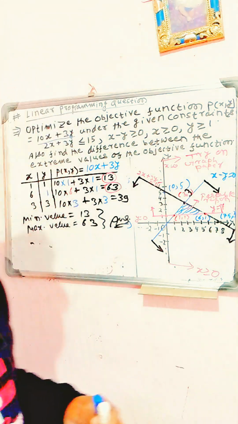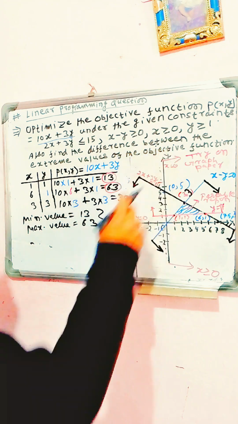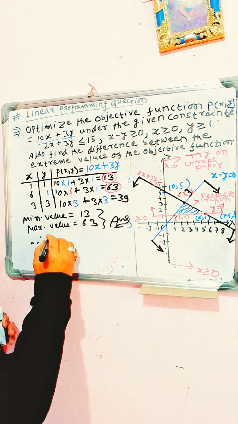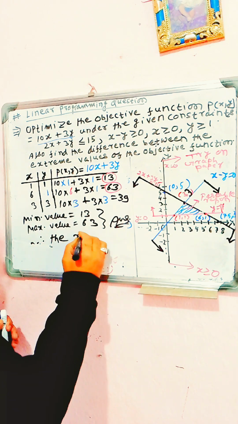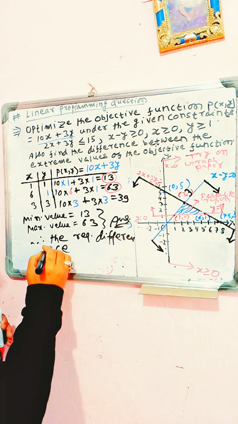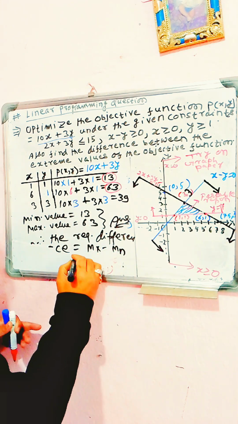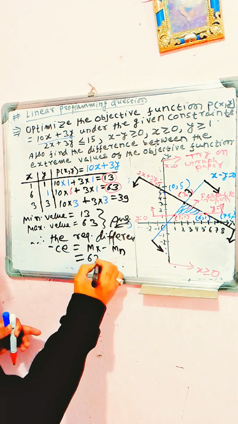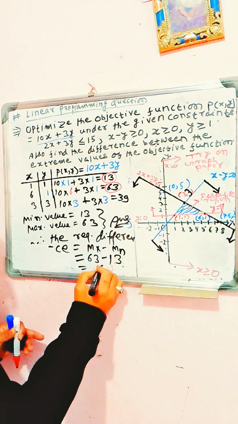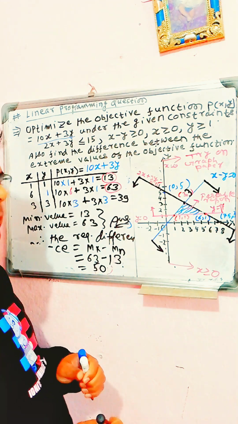Now the question has asked you to also find the difference between the extreme values of the objective function. Extreme values means the maximum and the minimum value. So the required difference equals maximum minus minimum. The maximum value is 63 and the minimum value is 13. So 3 minus 3 is 0 and 6 minus 1 is 5. So the difference between the maximum and minimum value is 50.